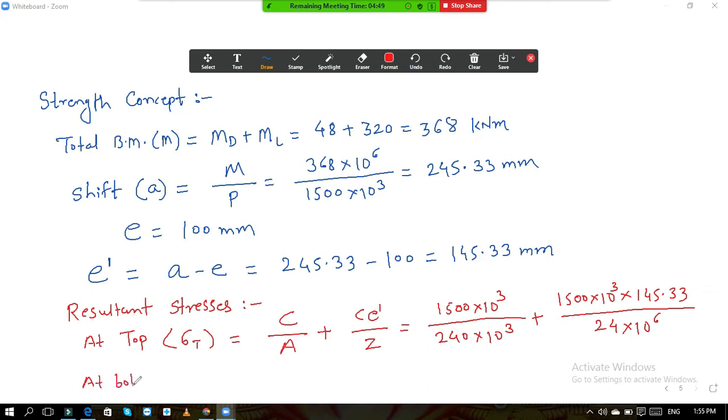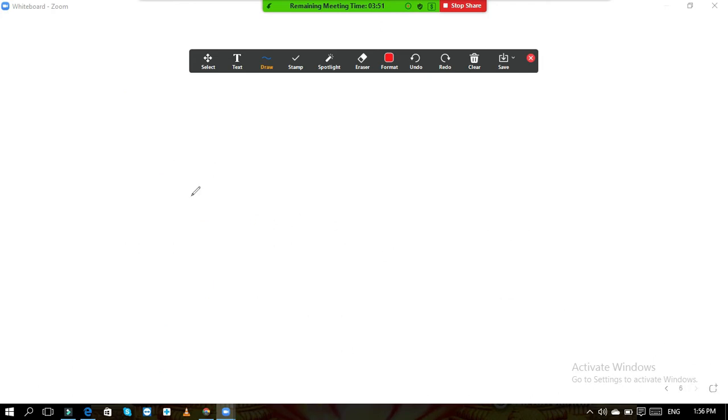Similarly, you can calculate the stress at bottom, sigma B, which is equal to C by A minus C E dash by Z. Again the same values are there. So what is the stress at top? It is 15.33 at top, so we are getting the same value. Therefore sigma T is equal to 15.33 MPa at top, and sigma B at bottom is -2.83.